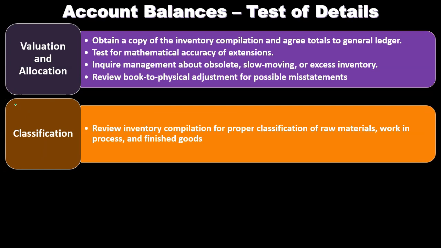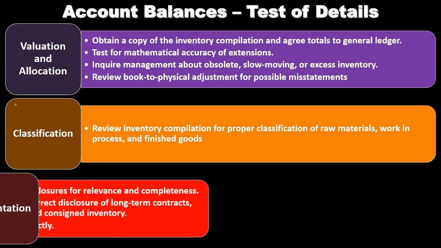Classification. Review inventory compilation for proper classification of raw materials, work in process, finished goods. Obviously, when we're thinking raw materials, work in process, finished goods, we're thinking about inventory processes for a manufacturing type of company, which will be more complex with regards to classification, because we'll have to track the inventory through those component parts: materials, work in process, finished goods.